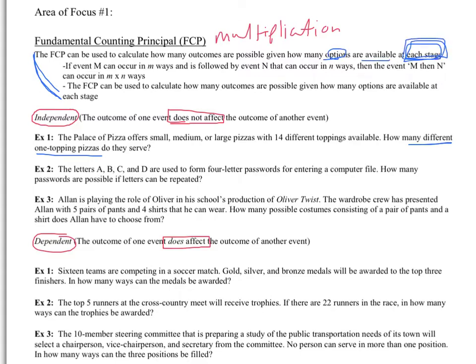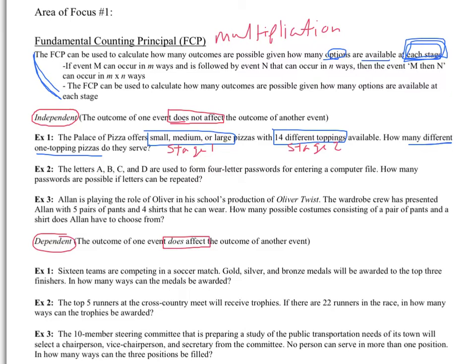Now that's the key here, because if you look at this question, there's basically two things you have to choose from as a customer. One is you have the size of the pizza, small, medium, or large. And then you have the toppings, and you have 14 of them. Now they're asking for one-topping pizzas, so if you look at the definition of fundamental accounting principle, the size would be considered stage 1, and the toppings would be considered stage 2. Now again, notice, just because I pick a medium, it does not change what topping I would have. Okay, so that means they are independent events.